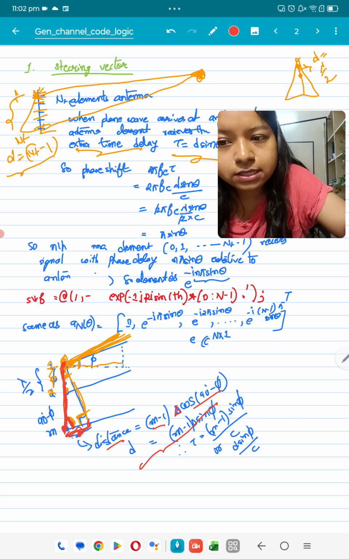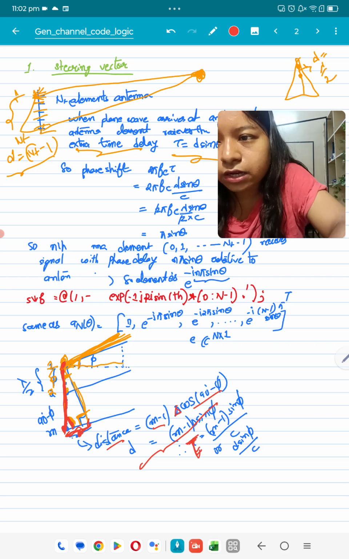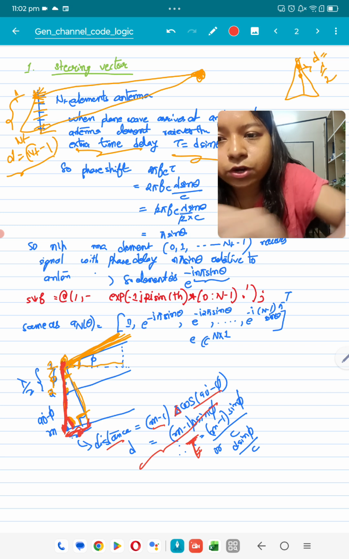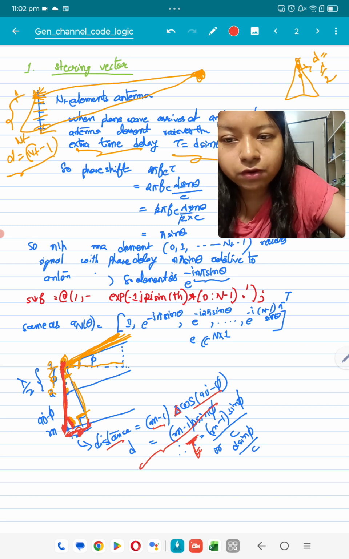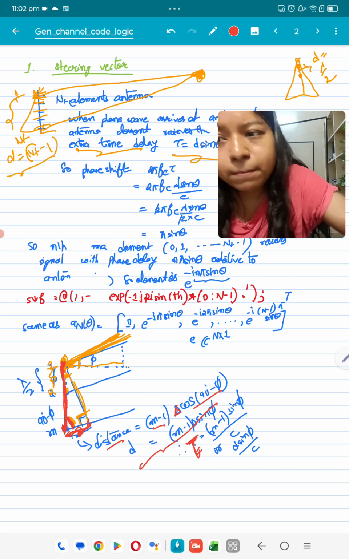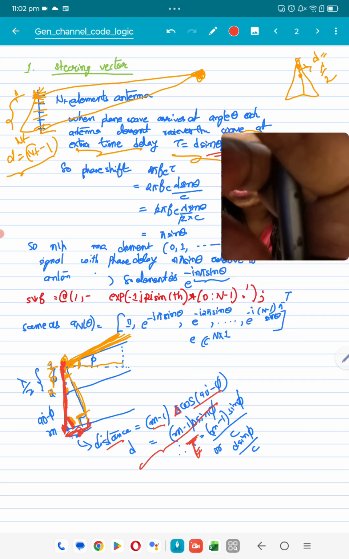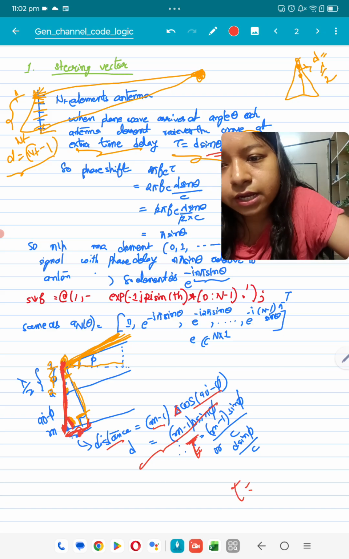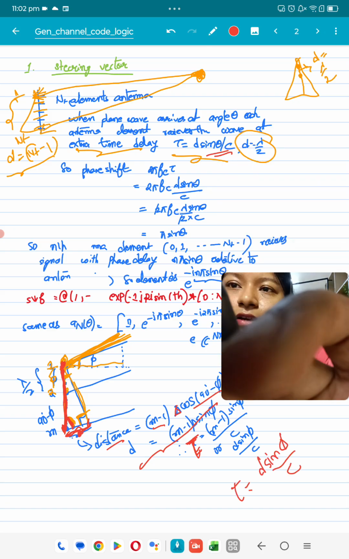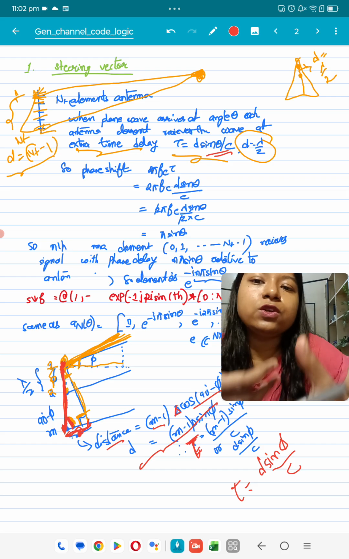If we know the distance, then the time taken, or the delay in receiving the ray between this point and this point, geometrically will be m minus 1 sin phi by c, or m minus 1 is also represented here by d, that is the same thing. So we found that tau is d sin phi by c. Now you will ask me what we will do with the delay.